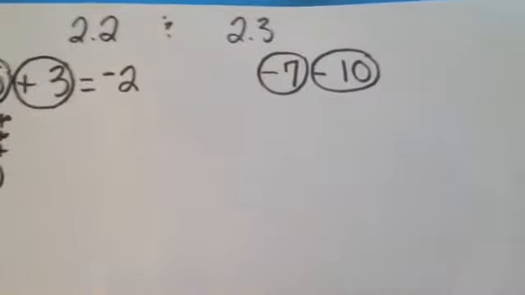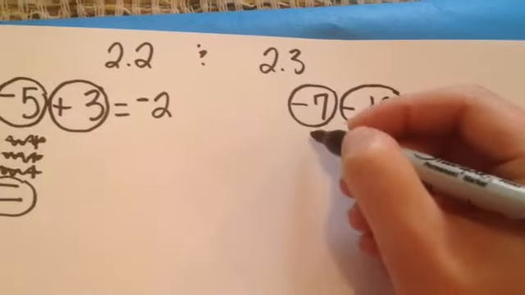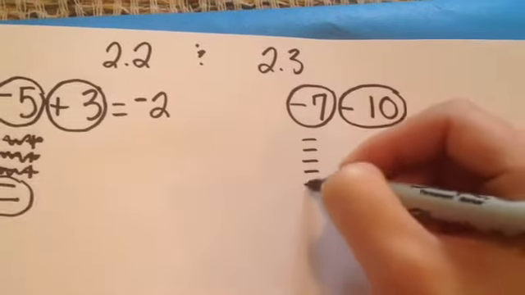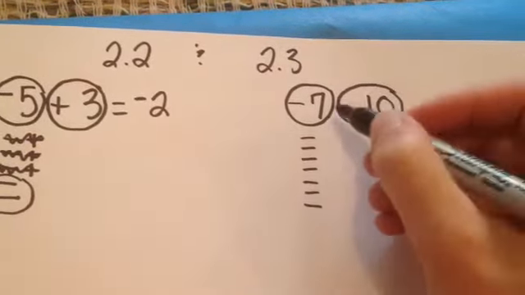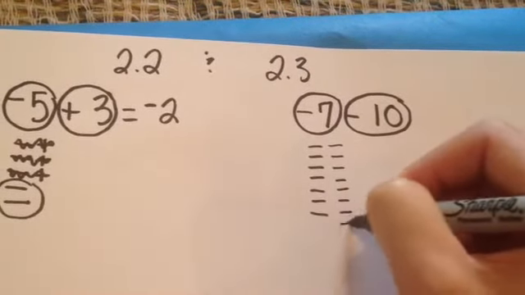Let's go over to this problem. Again, I have 7 negatives, so I'm going to draw those. 1, 2, 3, 4, 5, 6, 7. And I have 10 negatives. 1, 2, 3, 4, 5, 6, 7, 8, 9, 10.